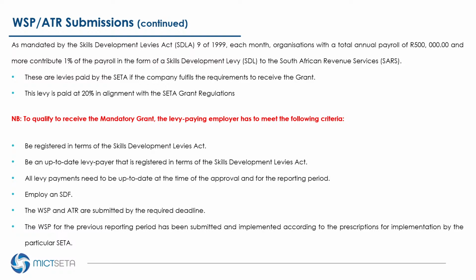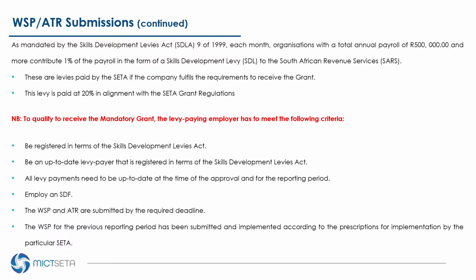So based on that, because we have not received the SARS file, we are not able to process payment. Our finance department will not be able to, because that will be against the grant regulations and the Skills Development Levies Act. So if you have not received payment 2 and 3, just be patient until that matter is resolved by the department, as it's beyond our scope.